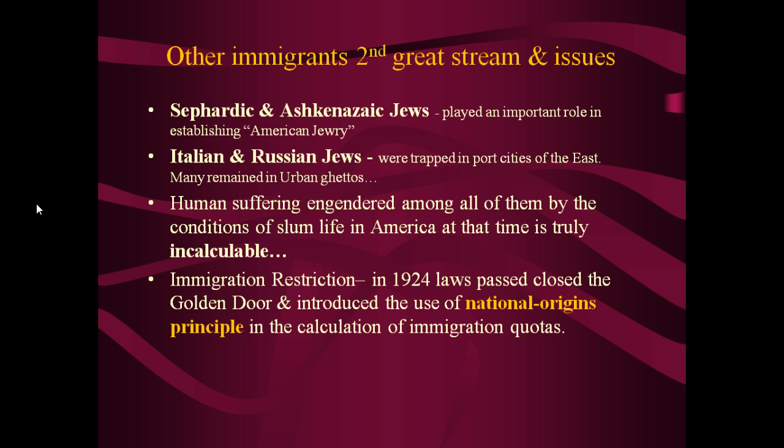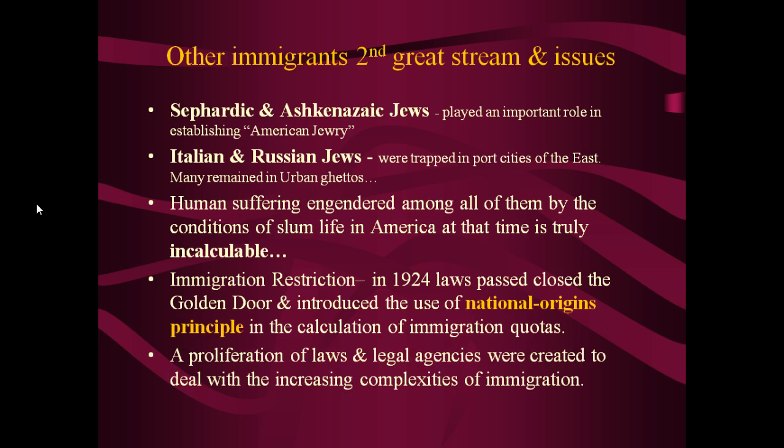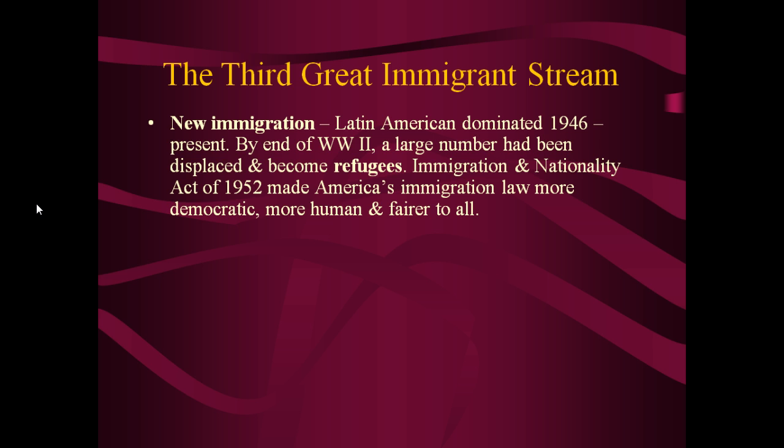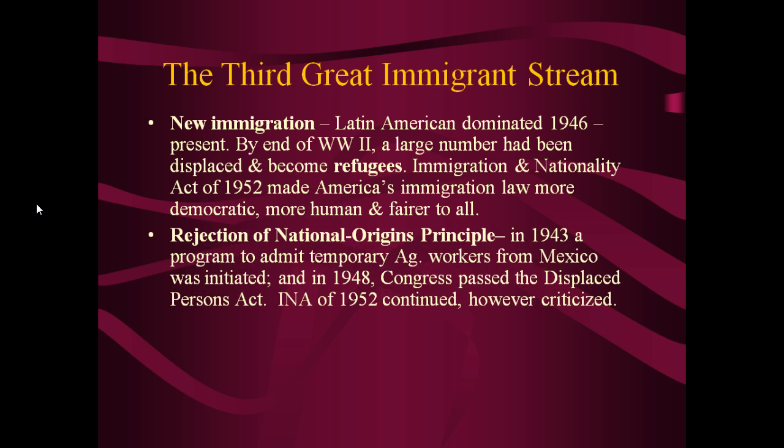In 1924, laws passed closing that golden door and introduced the use of the national origins principle in the calculation of immigration quotas. During the third great immigrant stream, there were political disturbances, wars, and changes in America's immigration laws that helped stimulate that third stream. There was the rejection of the national origins principle.